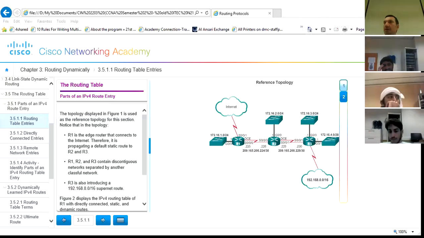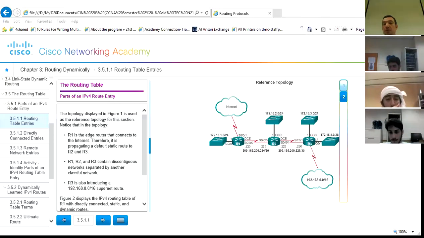What is the formula? 2 to the power of n minus 2, because we cannot use the broadcast address, and we cannot use the network address. So 2 to the power 4 minus 2: 2 to the 4 is 16, minus 2, 14 addresses. Now, notice all of these networks have the same subnet mask.